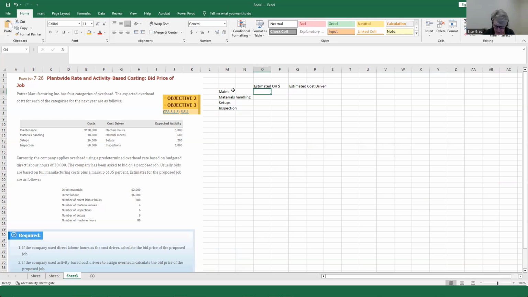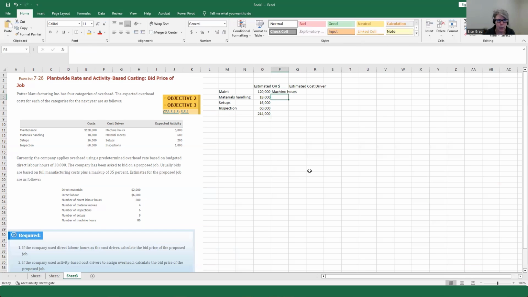Let's do the costs. 120,000. How am I getting that? I want to highlight right here, right? Here's the estimated costs, what the cost driver is, and the estimated activity. So next, it's going to be 18,000. This is all dollars, 16,000 and 60,000. If I add these all up, this is the total overhead. There we go, 214,000.